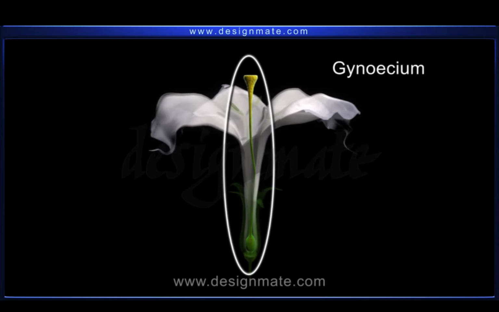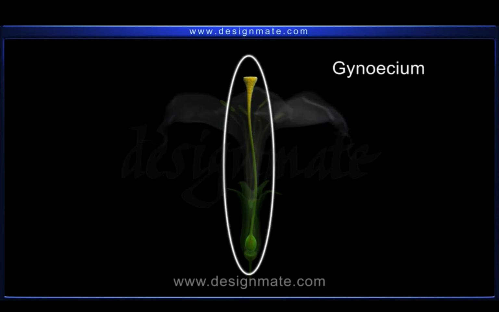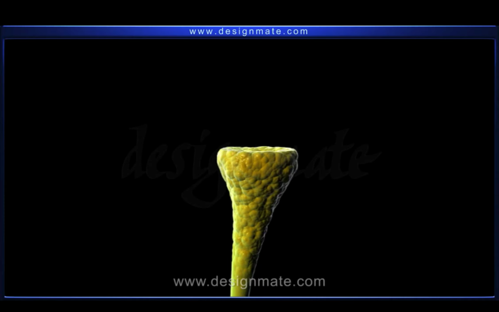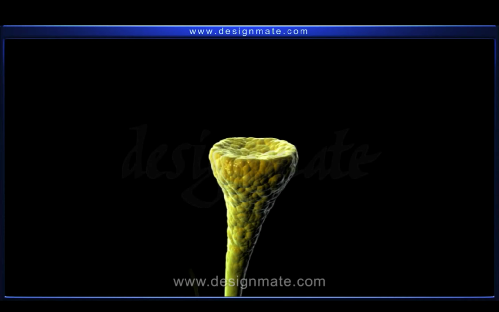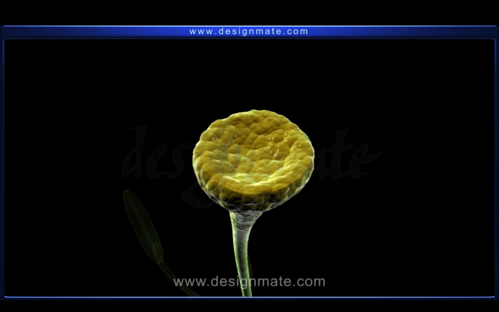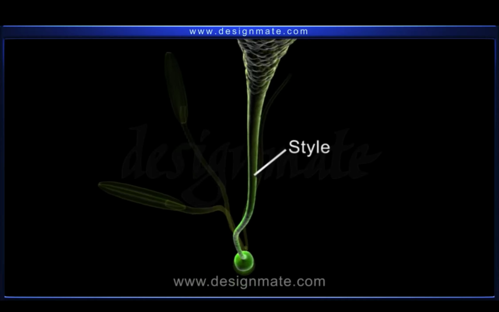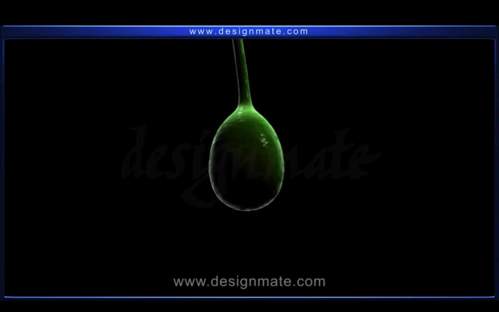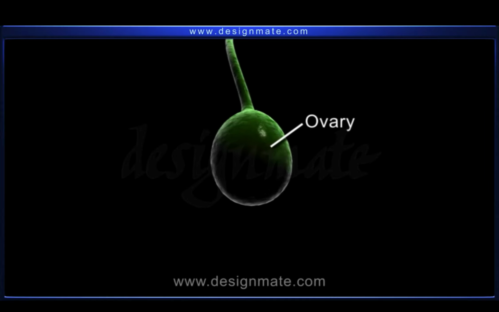The 4th floral whorl is the gynoecium, which is the female reproductive part of a flower. It has a terminal knob-like portion known as stigma. The stigma continues as a thin stalk-like structure called style, which ends into a swollen pear-shaped body known as ovary.